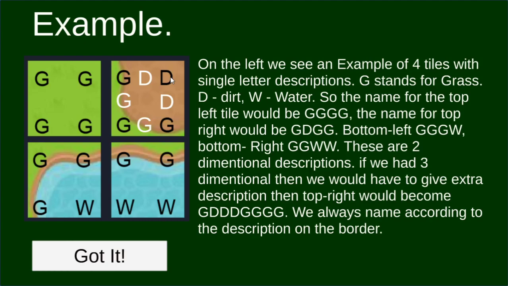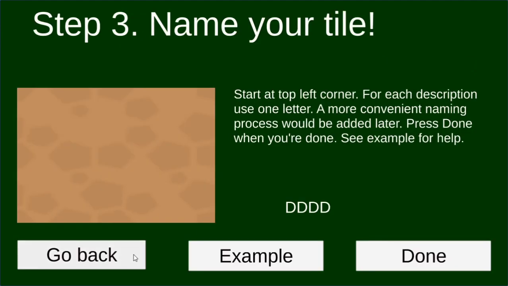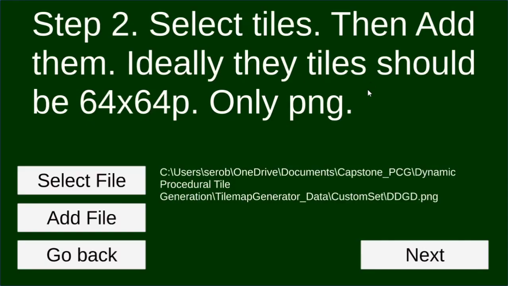Then we go to the left. We already have one letter described, so we'll go again dirt, then grass, since the bottom is grass, and again grass, grass, and again grass. So okay, let's go name it. We have already, so done, and just go and do all the tiles.